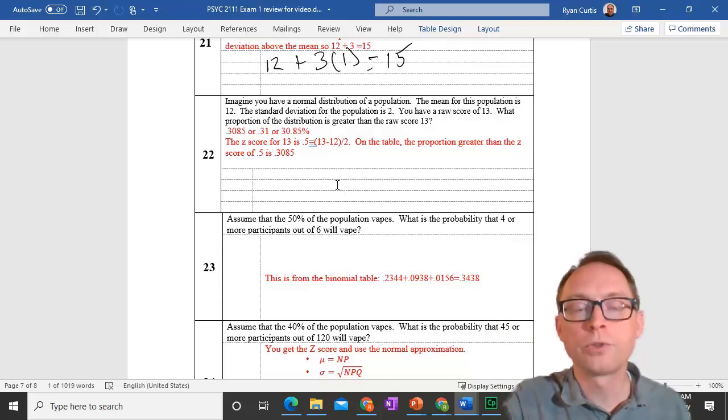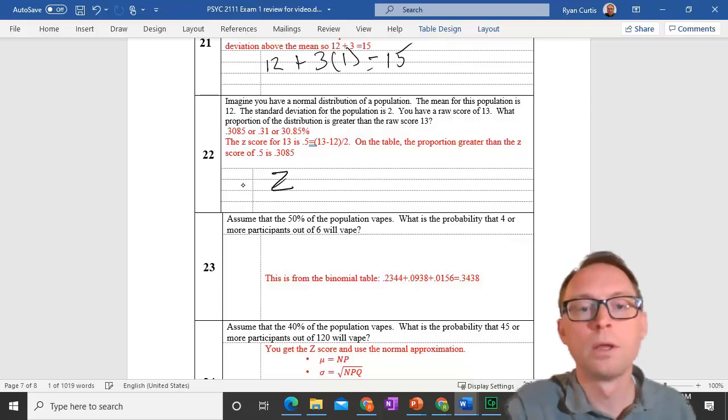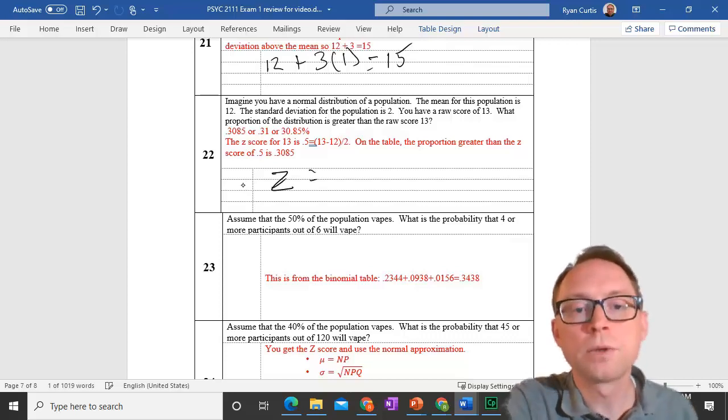So the first thing we need to do is find the z-score. Then we need to find that z-score on the table. The mean for the population is 12. The standard deviation for the population is 2. That's good to know. You have a raw score of 13. So first we need to find the z-score. z is going to be x minus x bar over the standard deviation, so it's x minus the mean over the standard deviation. x in this case is 13, minus the mean, which is 12. In this case it's mu, not x bar, sorry, because it's for the population.